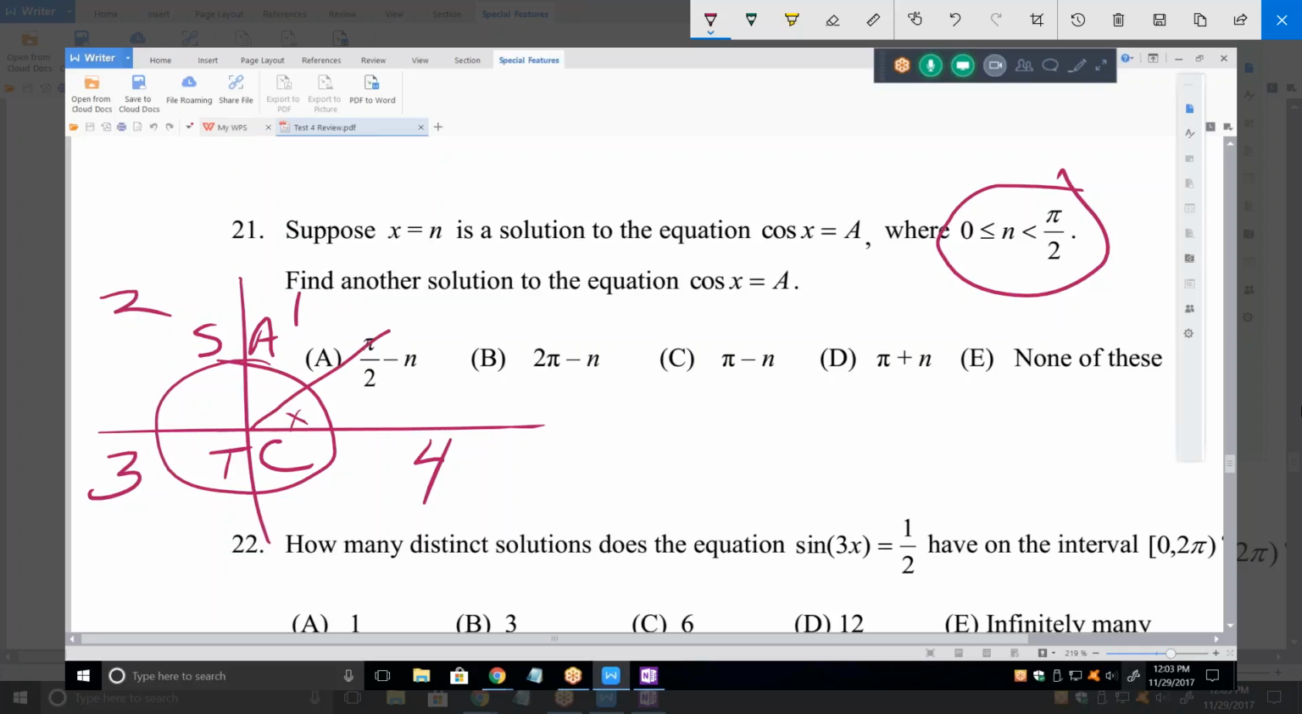And whatever that angle is, the cosine is positive a. We'll find another solution to the equation. The cosine of some angle is equal to a. What is the equivalent? Which, first of all, is the quadrant where cosine is going to be positive? The other quadrant.